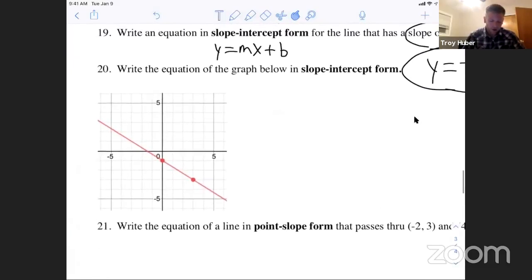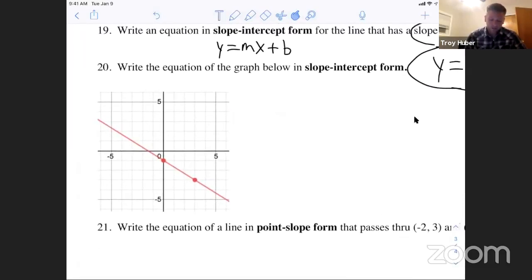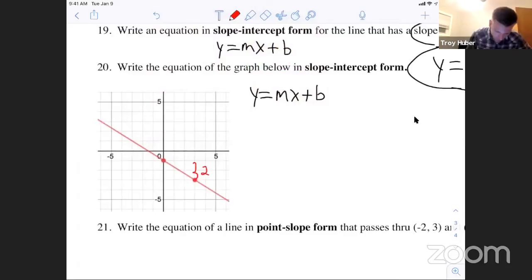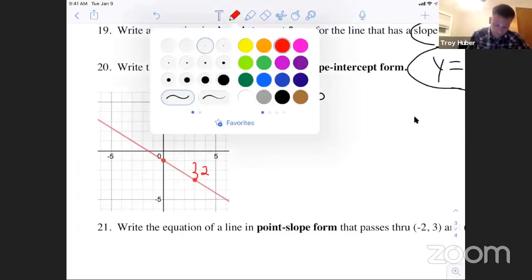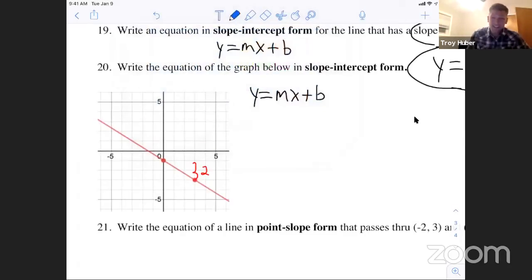This one says, write the equation of the graph below in slope-intercept form. All right. So we know y is equal to mx plus b. So let's try to find that slope first. So remember, I want rise over run. So rise is 2. Run is going to the left, so it's going to be negative. So I'd have 1, 2, 3.